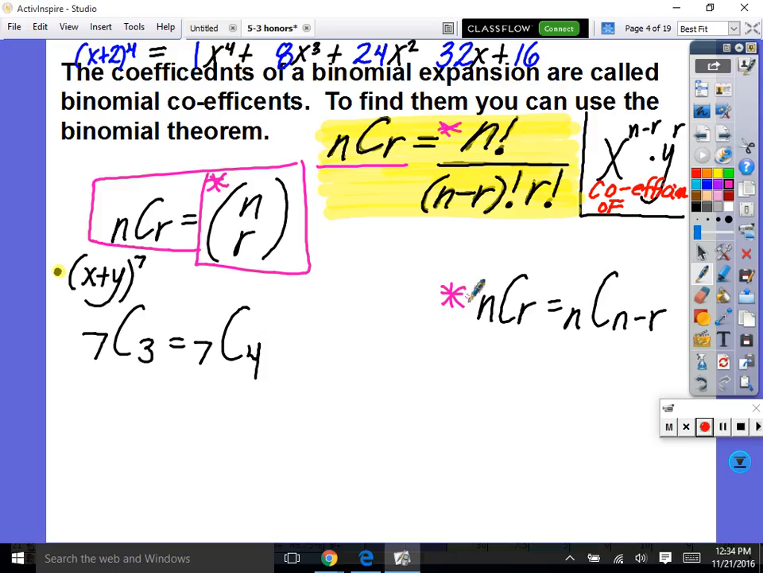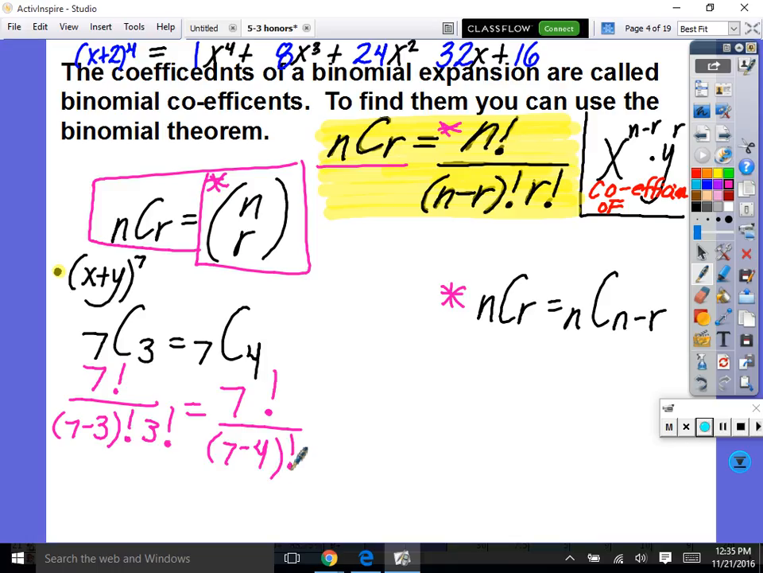So let's do 7 choose 3 using our formula. That would be 7 factorial divided by n minus r, so that would be 7 minus 3 factorial times r factorial, so times 3 factorial. Over here, this is 7 choose 4. So that's 7 factorial divided by 7 minus 4 factorial times 4 factorial. Let's simplify this again.